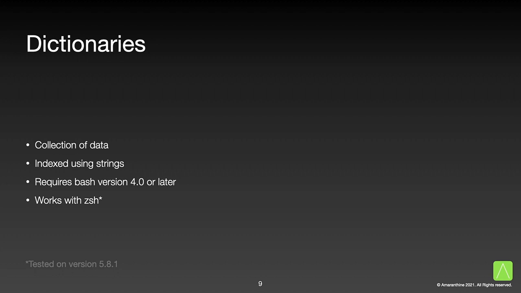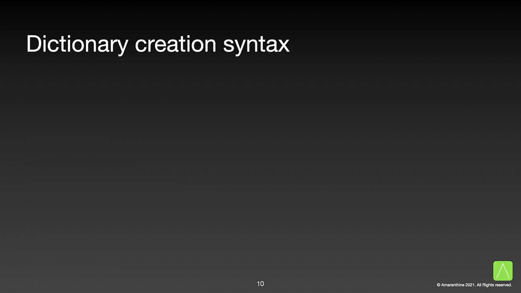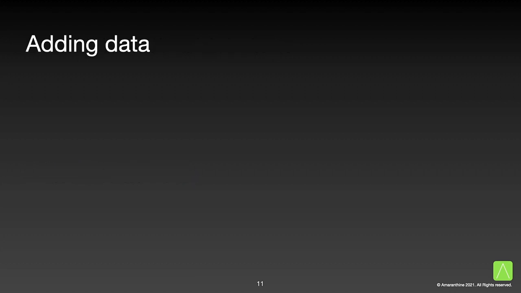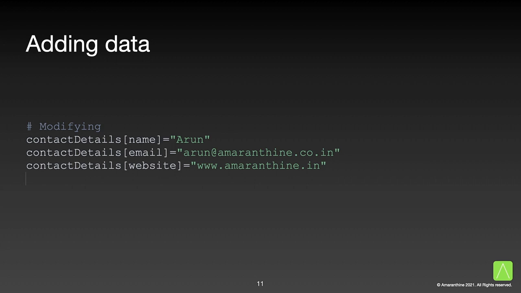Dictionaries, on the other hand, are a collection of data that are indexed using strings instead of numbers. This feature is only available on Bash version 4 or later, so it might be a good idea for you to check the Bash version on your computer. Or you could simply use the ZSH interpreter instead, which is the default on macOS. We create a dictionary by declaring an associative array. Values are placed in the dictionary by providing the name of the key in square brackets, followed by the equals operator and the value we wish to store.